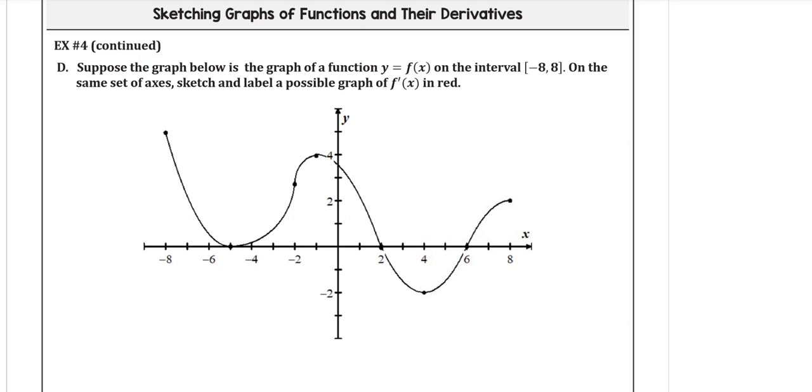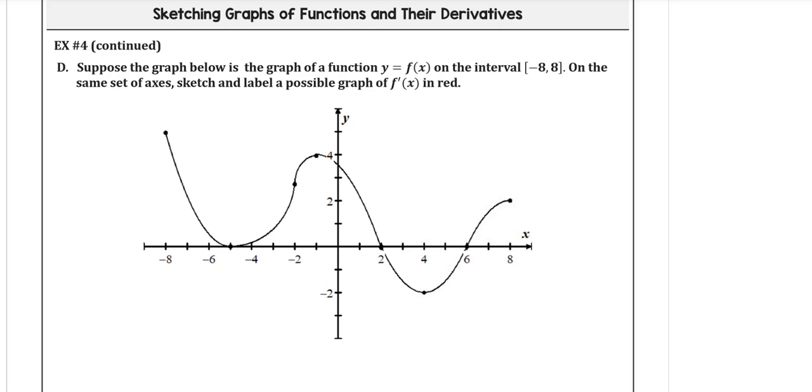This is part 2 of Unit 5, Lesson 5, Curve Sketching. We're going to continue where we left off with example 4. So we have the same graph we had for the first half of example 4. And now we're going to assume that the graph below is f of x on the interval -8 to 8. On the same set of axes, we're supposed to sketch and label the graph of f prime.